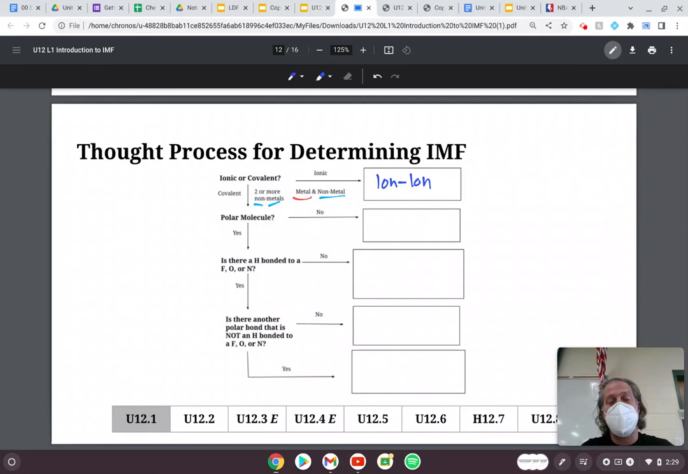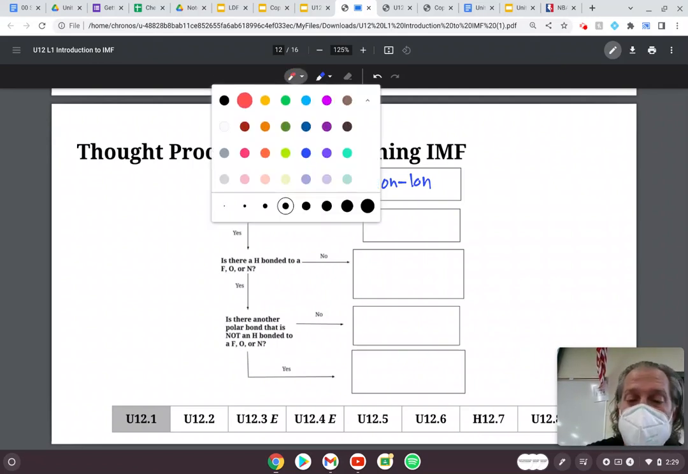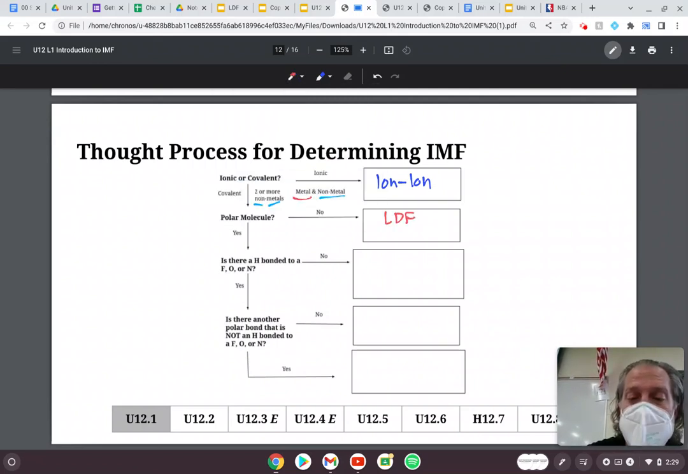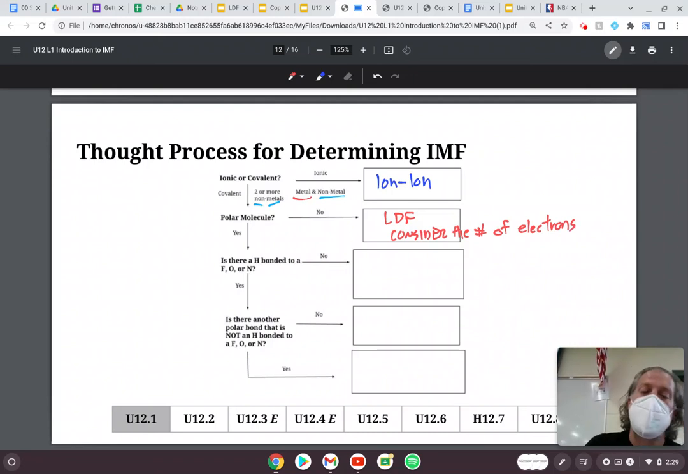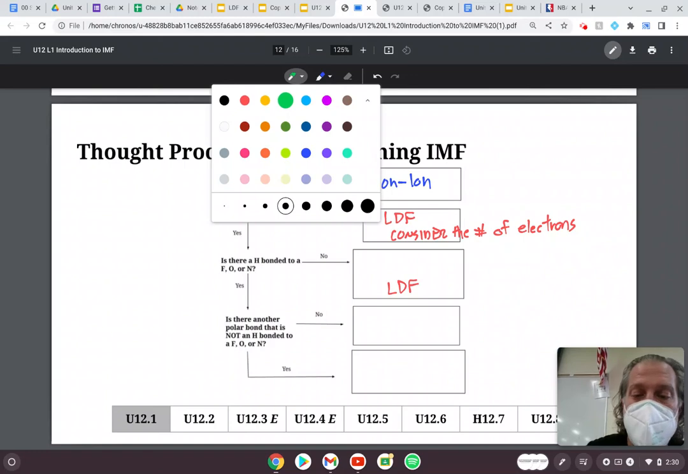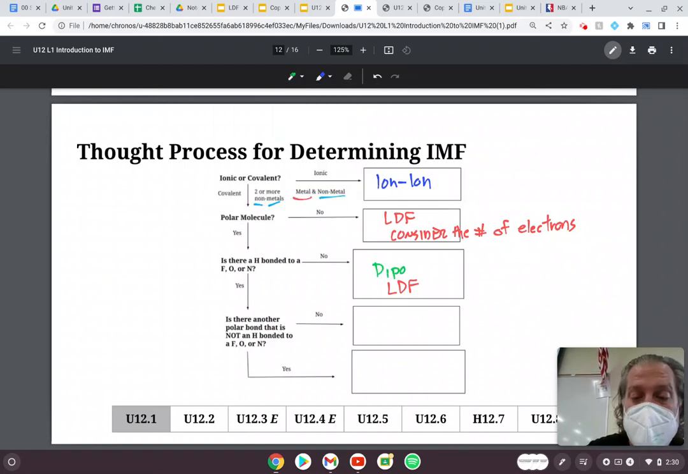But if it's not a polar molecule, that means it's going to be London dispersion forces, and we have to consider the number of electrons. If it's a covalent molecule that happens to be polar, but does not have hydrogen with oxygen, hydrogen with fluorine, or hydrogen with nitrogen, then it will have London dispersion forces, but it will also have dipole.